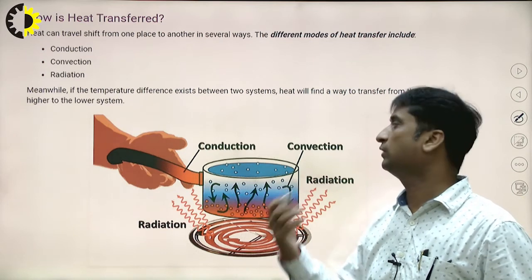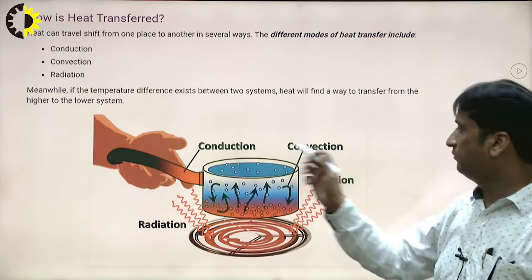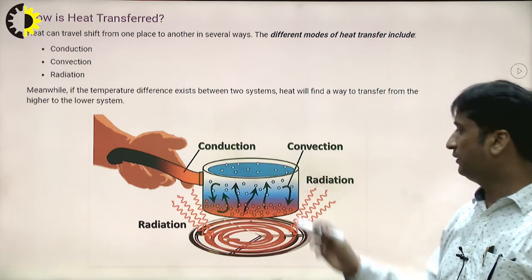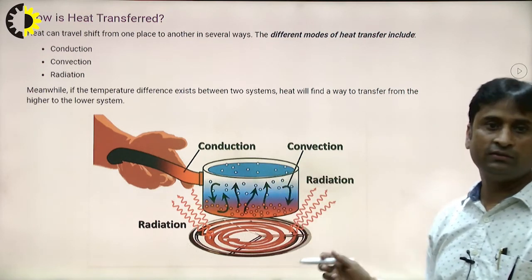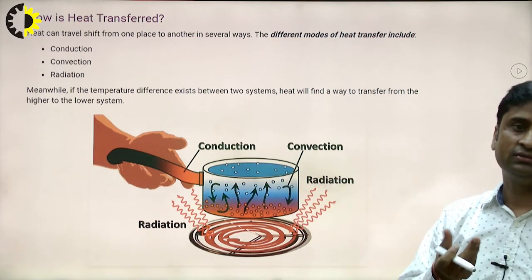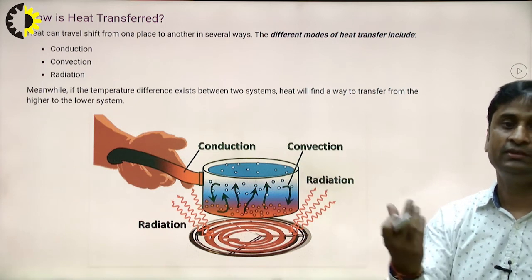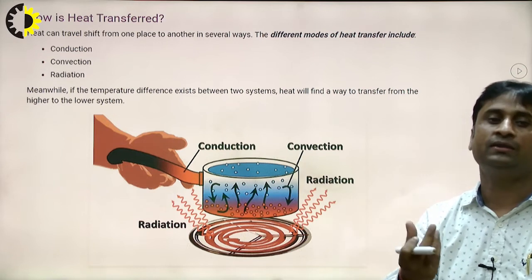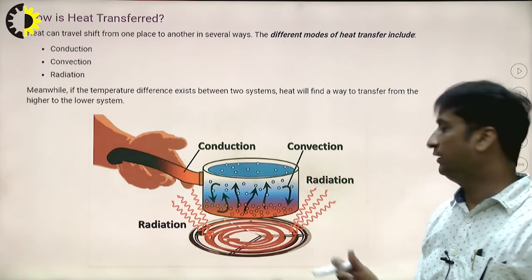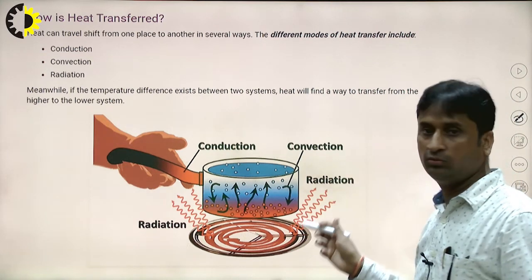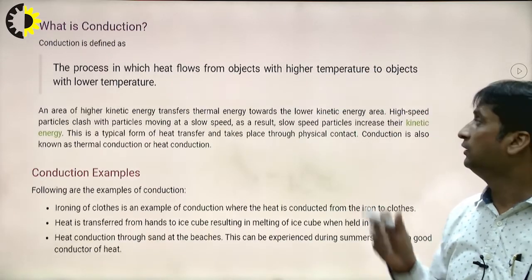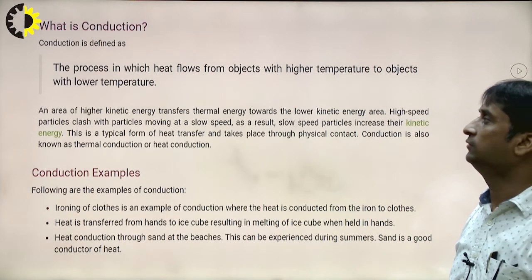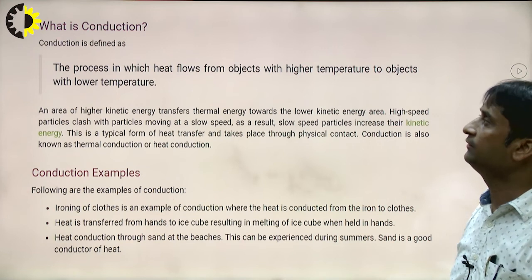So the first mode is conduction. Convection, you can say, is where there is a fluid in the pan, water or some other fluid, and the thermal energy is transferred through these fluid particles. This is convection. And the heat going out from the outer surface is radiation. So let us look into that. So what is conduction?